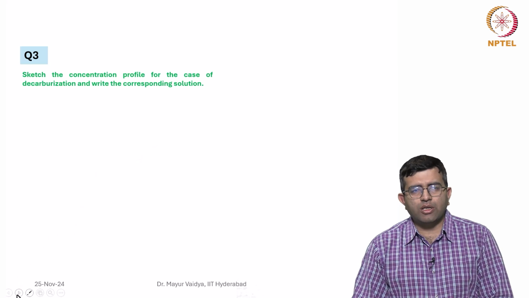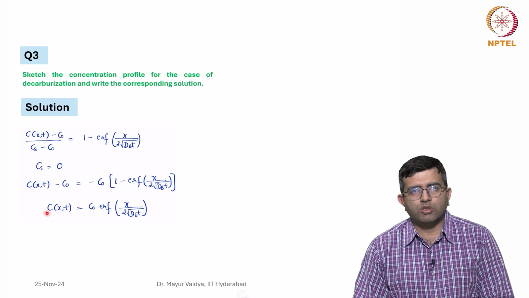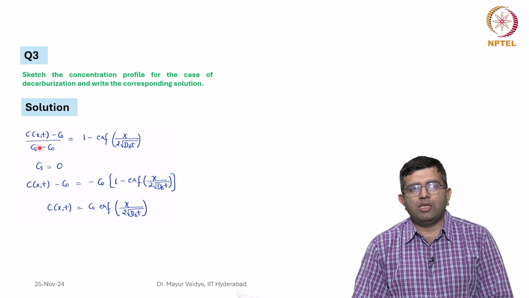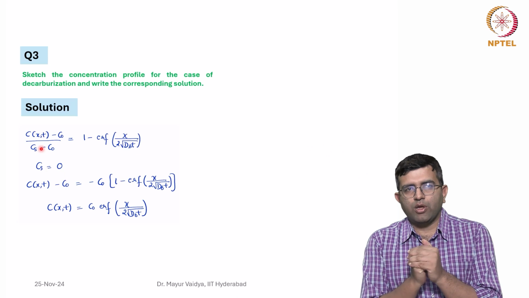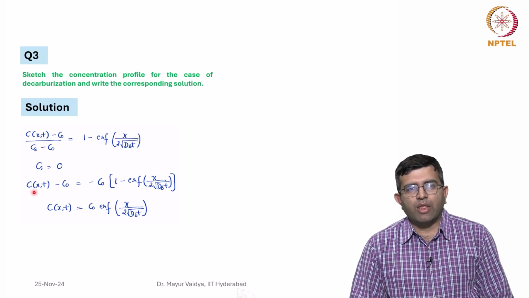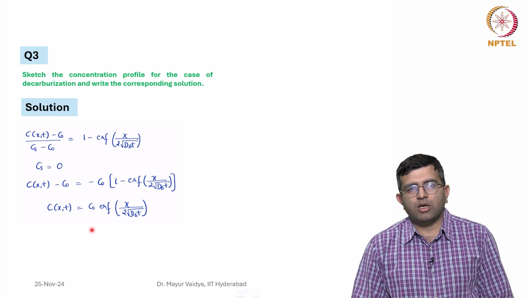Actually, writing the solution is fairly simple if you already know the solution for carburization. In carburization, we wrote (C(x,t) minus C naught) divided by (Cs minus C naught) is equal to 1 minus error function of x by 2 root Dt. Now, in decarburization, typically you want the carbon concentration at the surface to be 0. So if Cs is 0, just put Cs equal to 0 in this equation and you will get C of x comma t is equal to C naught times error function of x by 2 root Dt. So, this is the solution.